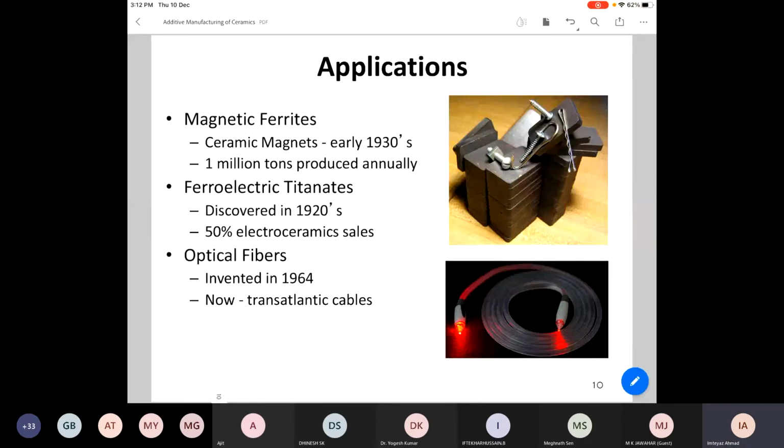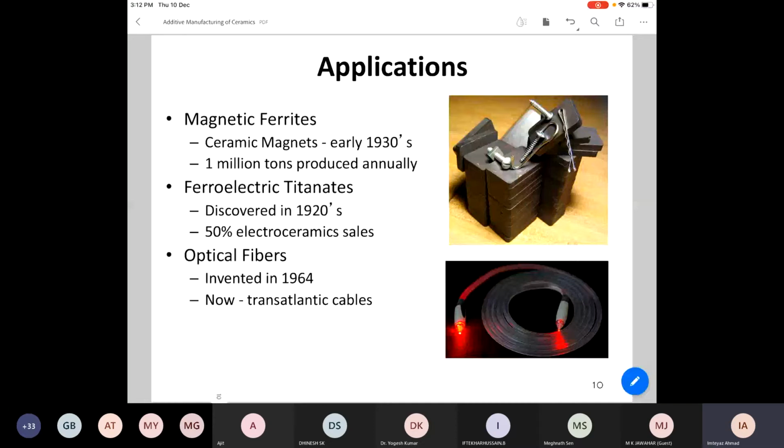Then you have magnetic ferrites. All these actuators or the motors, it contains some kind of a magnet. And ceramics is kind of magnetic. All magnetic ferrites come under ceramic materials. And in the early 1930s, about 1 million tons were produced annually. Nowadays, it is almost 1 million tons annual production of this particular class of ceramics.